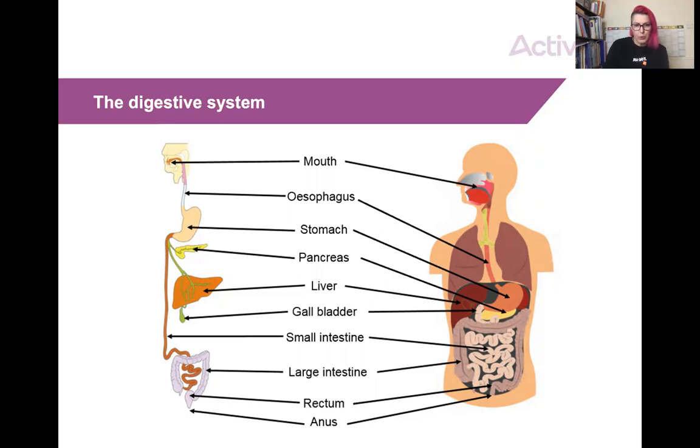We've also got the gallbladder that sits in here, which is like a small hollow pear-shaped pouch, which is on the right side there underneath the liver.